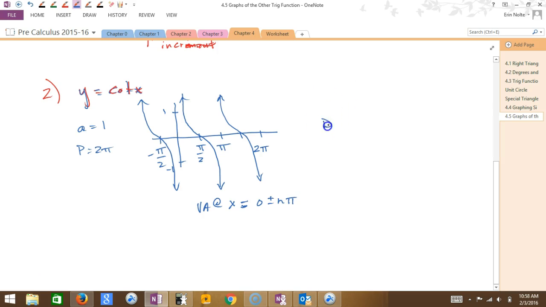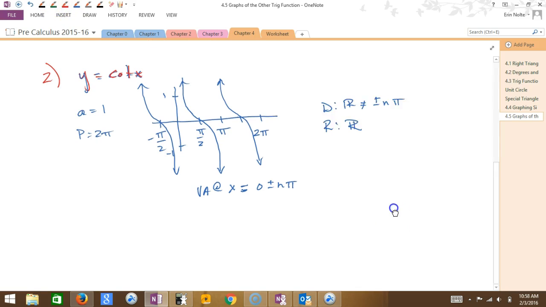So if we were going to quickly list the domain, what's the domain on cotangent? All reals except plus or minus n pi. What's my range? All reals. Awesome? Hanging in there? Okay, so let's go to secant next.